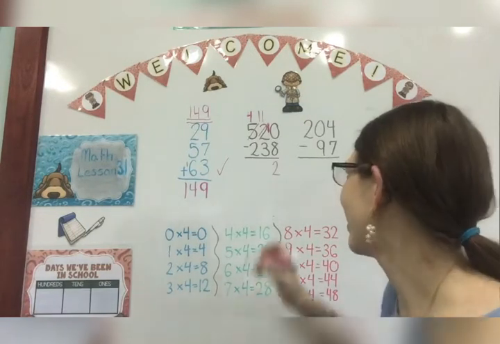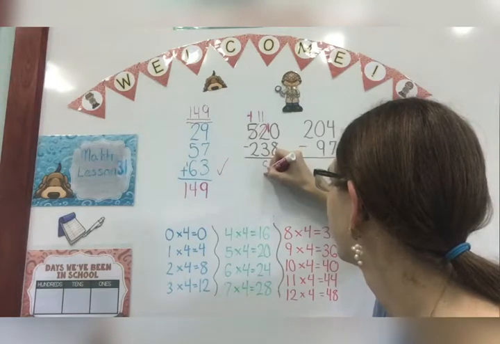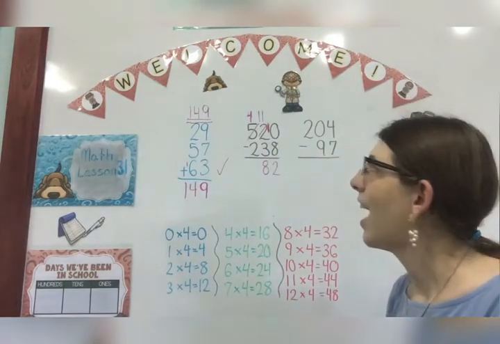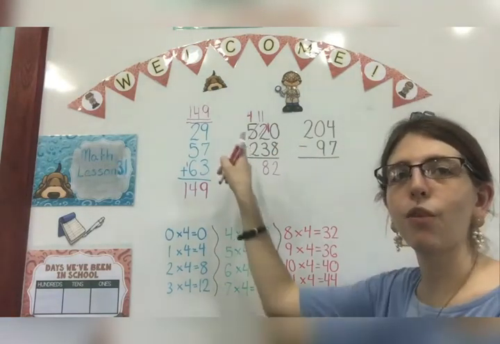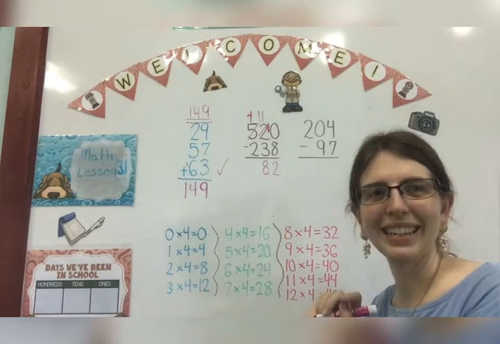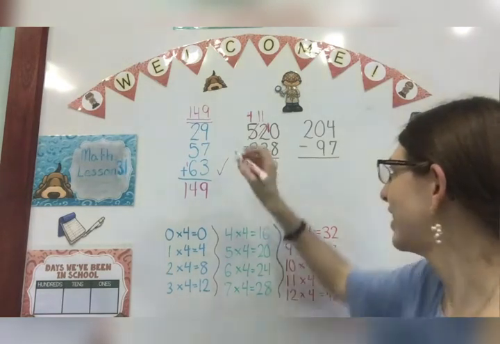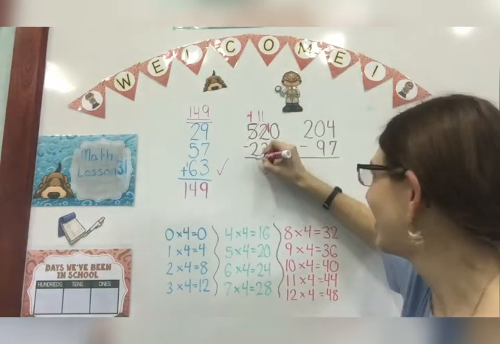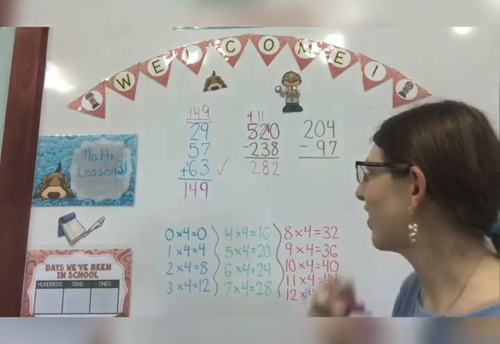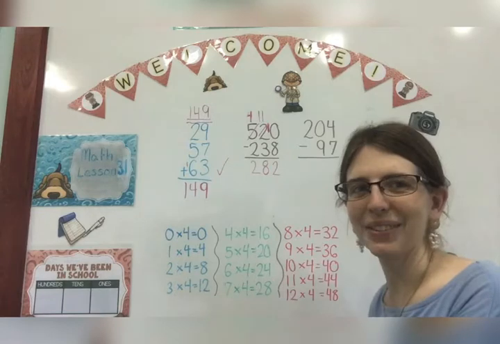8. Very good. And now I come over here. 4 minus 2. Can I do it? Yes, because 2 is smaller than 4. So 4 minus 2 is 2. So your answer is 282.